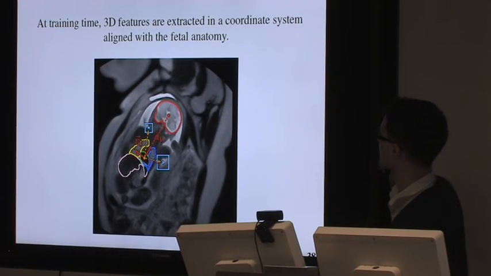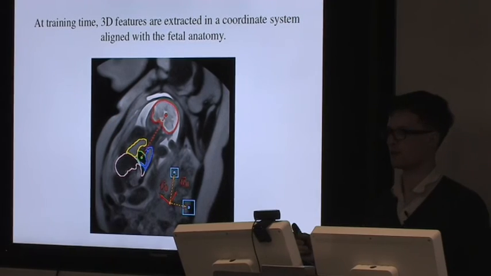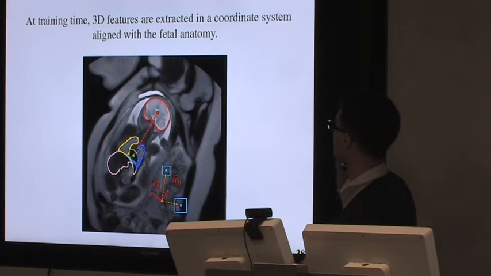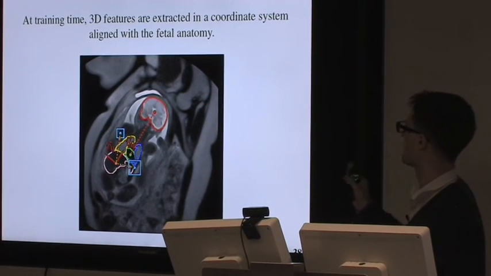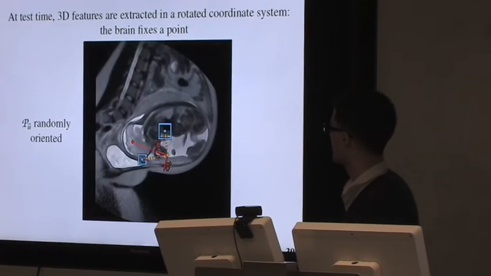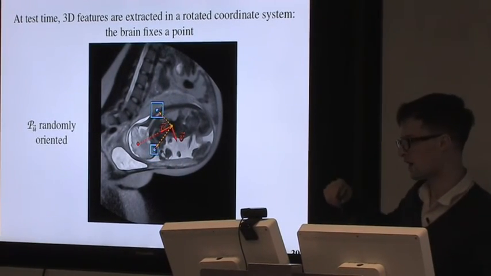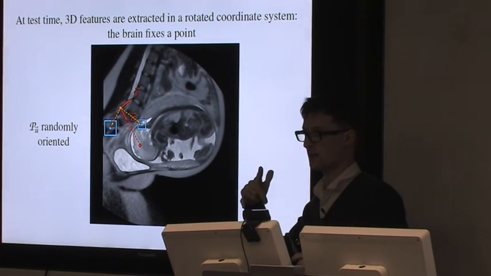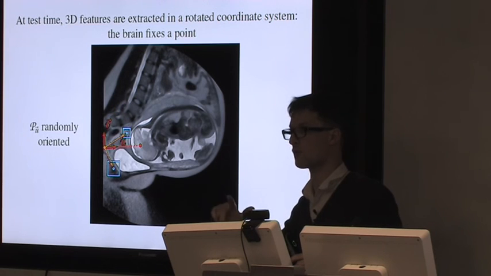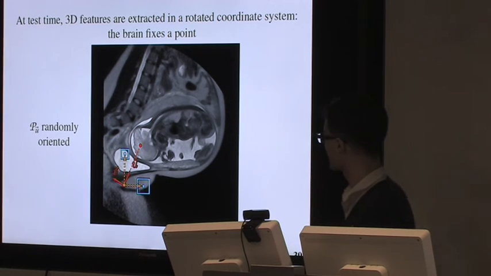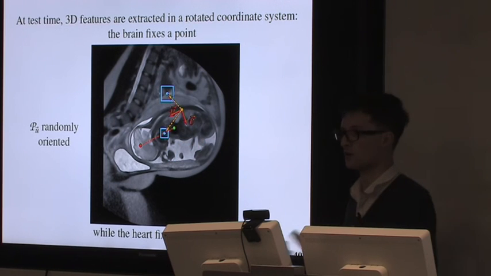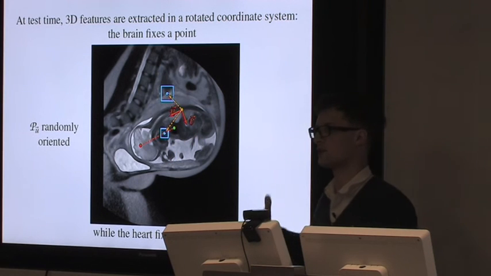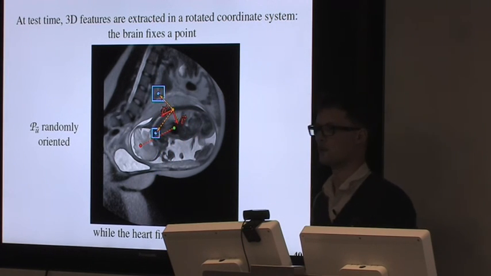So I said I used features which are steered by the anatomy of the fetus. So at training time, I use features which are extracted in the coordinate system aligned with the anatomy of the fetus. And at testing time, when I'm looking for the heart, I rotate around the brain. And that way I know that when I'm at the true position of the heart, I am roughly in the same configuration as at training time. And once I have a candidate hypothesis for the heart, I just fix the heart to brain axis, and I just have to rotate randomly around that axis to find the other organs.